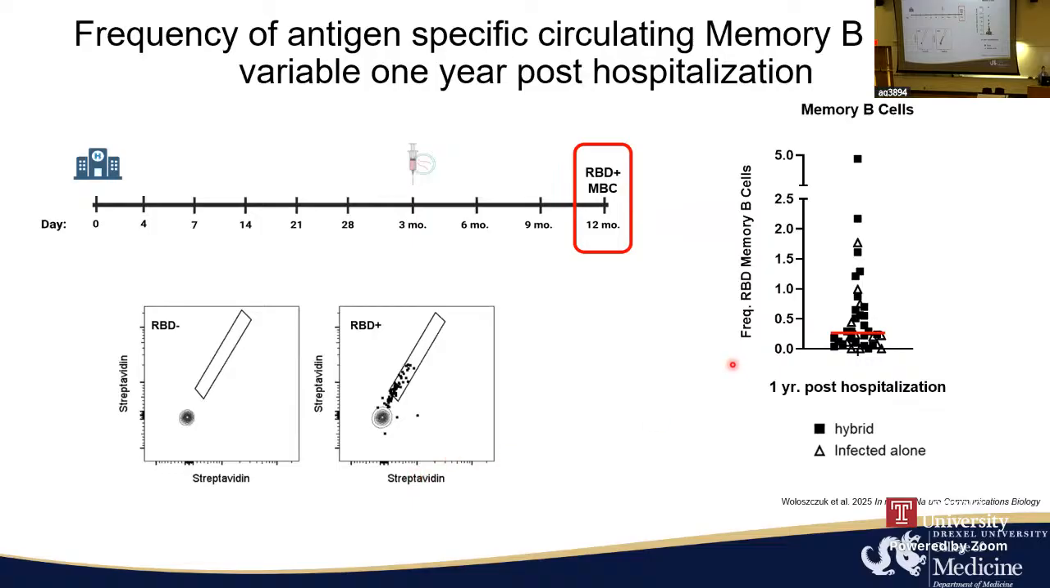So next, using flow cytometry, we looked at the frequencies of RBD specific memory B cells 1 year after hospitalization. And as you can see here, there's kind of a spread in what we're seeing. You have some patients who are high memory B cell responders, and some patients who are low memory B cell responders. So once again, we looked at correlations.